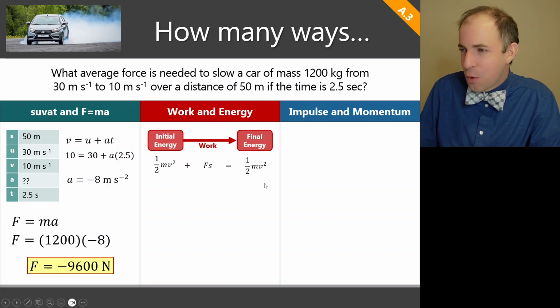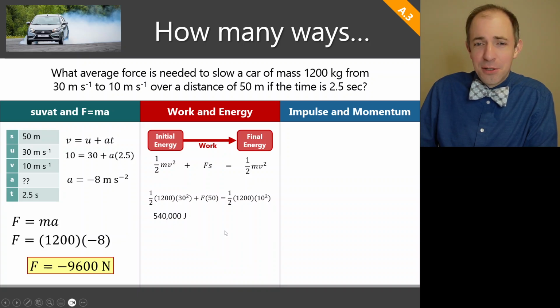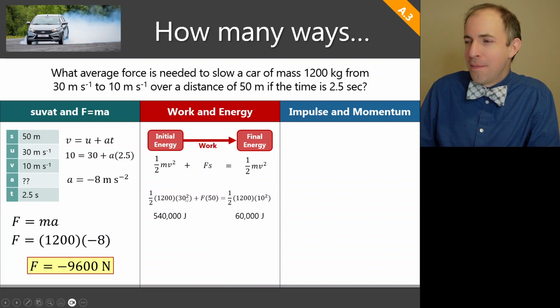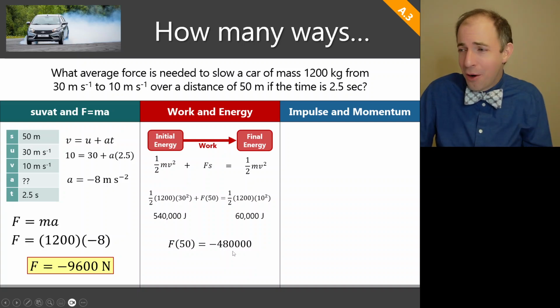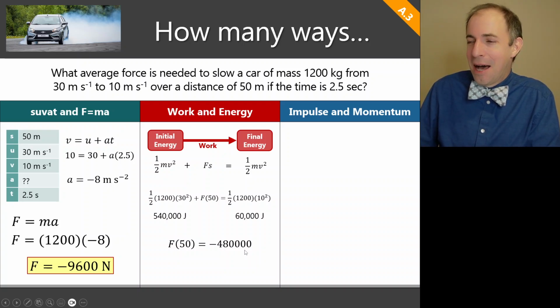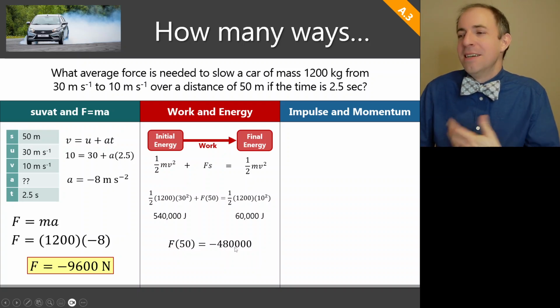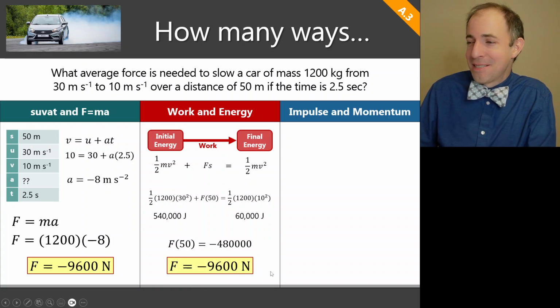Now, if I take this equation and I put it together with what I know, my initial velocity was 30, my final velocity was 10, and my distance that I traveled was 50, I can find the initial energy. That's 540,000 joules. My final energy was 60,000 joules. So the work essentially is just the change in my energy. It goes down by 480,000 joules, which means the work, force times 50, is going to be equal to that change. And I'll find that the force is equal to negative 9,600 newtons.